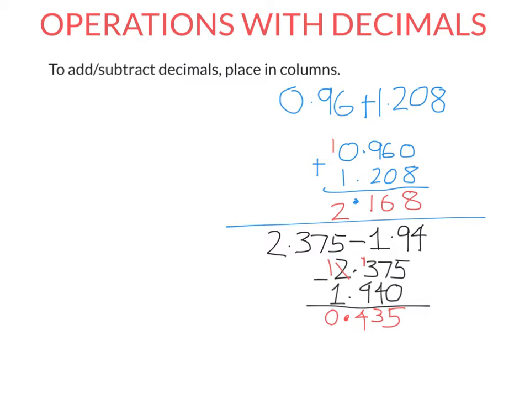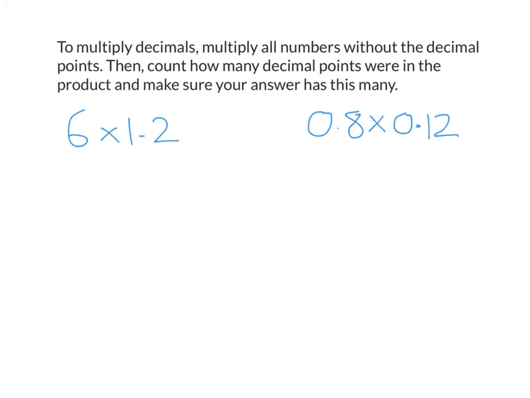Let's now look at multiplying decimals. To multiply decimals, what you do is actually multiply the numbers as if there were no decimal points, and then you count how many decimal places should be in your answer. That sounds a bit confusing, but hopefully it'll be clear after we go through some examples. Let's say I have 6 times 1.2. What I'm going to do is do 6 times 12. For now, I'm going to ignore the decimal point.